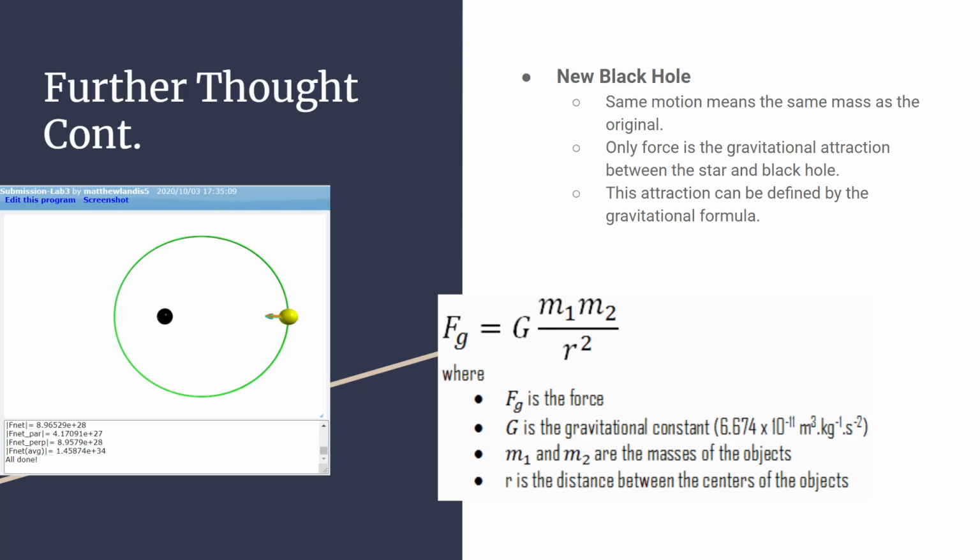This attraction can be defined by the formula Fg equals G big M small m over r squared times r hat. It can be observed that the mass of the black hole that would be used includes the big M value, which implies that the mass of the black hole is unchanged, as if the mass changes, then the force would also change. And this would result in the star's motion changing.